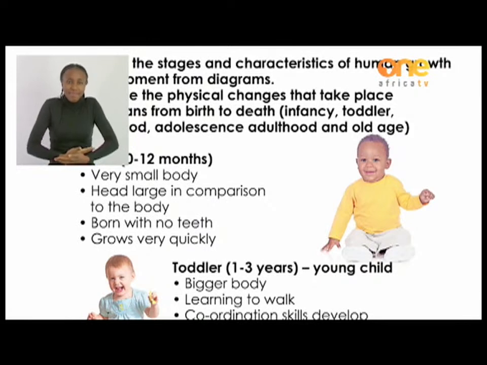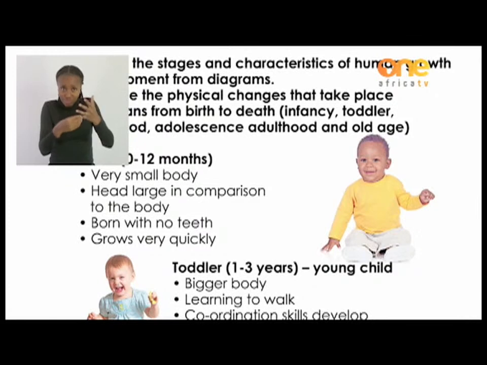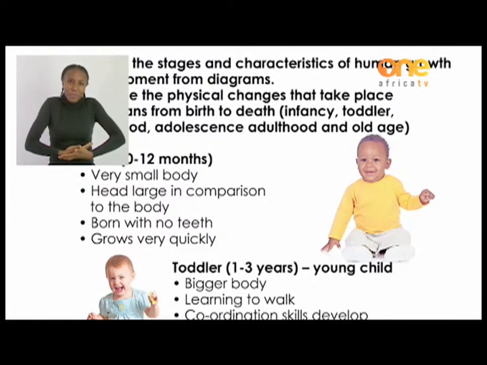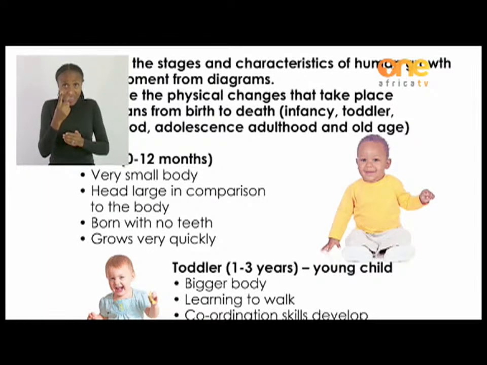How did we look when we were babies? We were actually very small in body. Our heads were a little bit bigger compared to our bodies. We were all born without teeth, and that's the stage where we normally grow very quickly. So those are the characteristics of somebody who is an infant, the newborns. And if you look on your right-hand side there, you can see a picture of an infant.